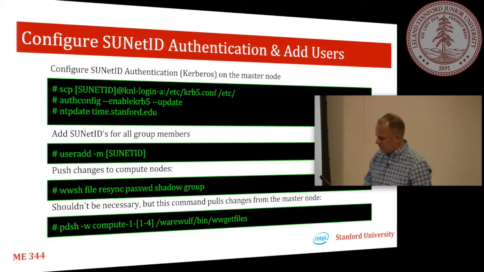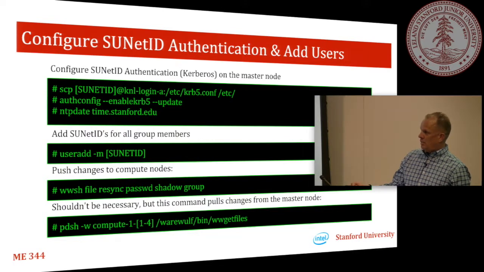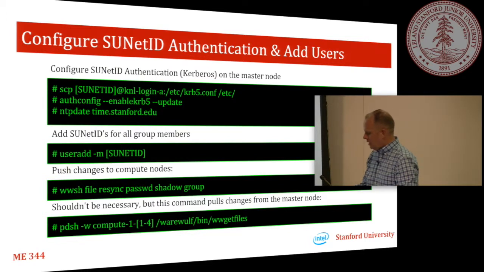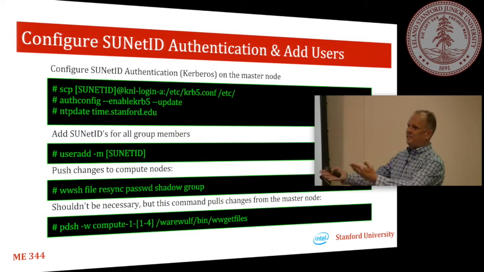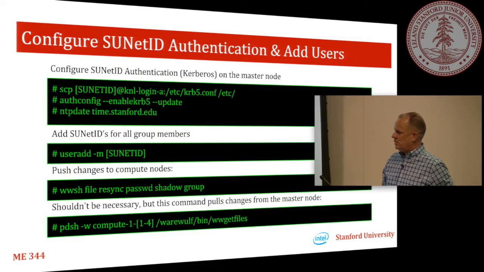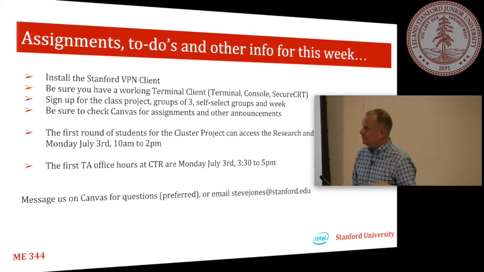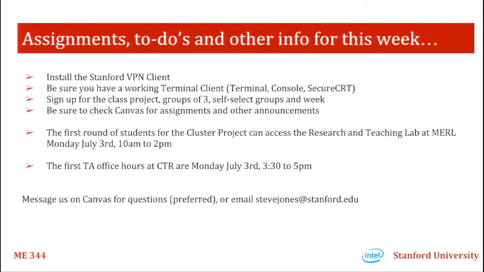Now, to make sure you can log on to the compute nodes, you'll need to resync the files. So you'll resync the password, shadow, and group file out to the nodes. That'll allow you to authenticate to all those nodes. That should work. That's a push. We're pushing those changes out. Shouldn't be necessary, but sometimes if you have larger systems or communication traffic, you have to do a pull as well, where you're going and getting files. And this is just the expression you would use here to do it to all 4 of those nodes. Simple enough.